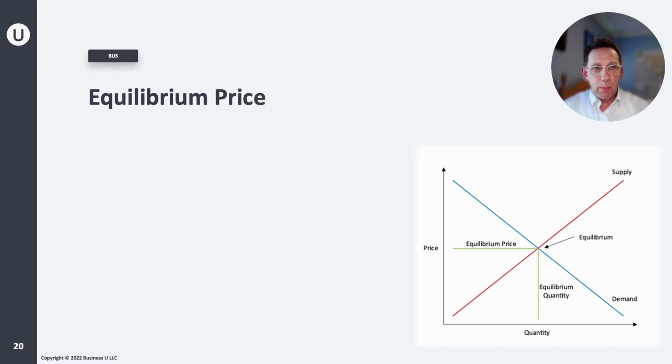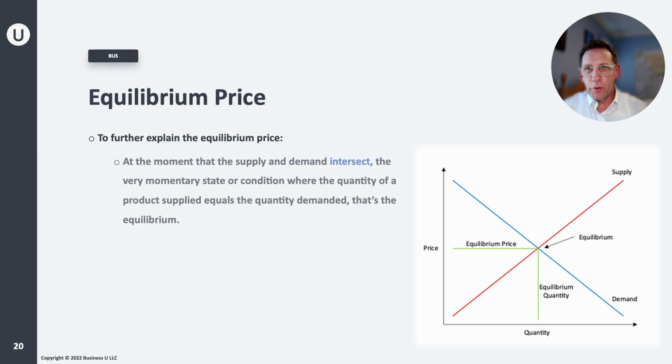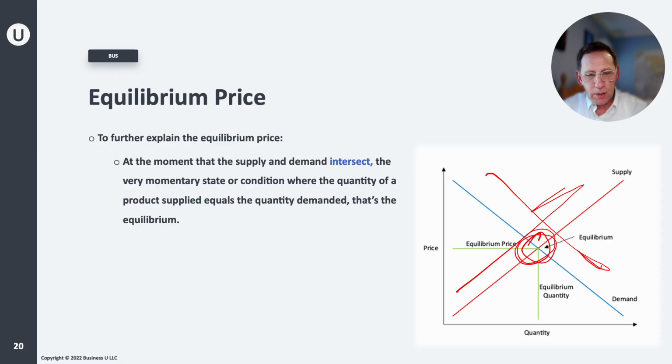Going back to our equilibrium price, okay? Equilibrium price, to further explain it, is the moment when your supply and your demand curve intersect. That's the very moment, the state, the condition where they are equal. So again, you've got your supply curve, you've got your demand curve, you've got your equilibrium price and your equilibrium quantity. Notice how on this part of the graph is price, this part is quantity.